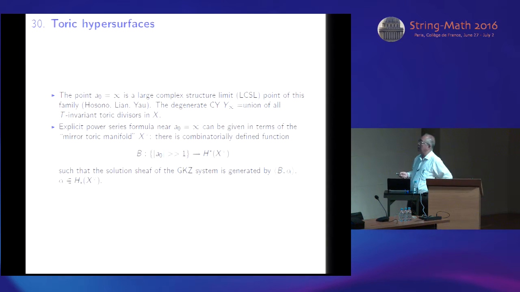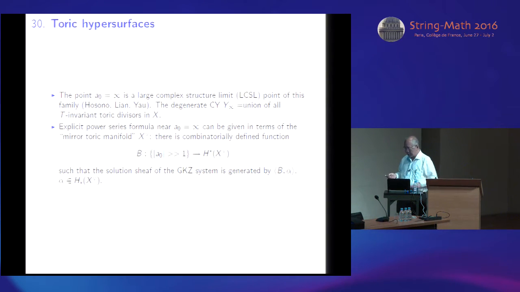The second point is that the explicit power series formula near infinity can be given in terms of the mirror toric manifold. There is a combinatorially defined function from the neighborhood near infinity to the cohomology of the mirror manifold. So given X, there's a mirror manifold, X hat, and then the solution of the GKZ system is generated by B as an element here, paired with alpha, where alpha is in the homology of the mirror manifold. So this is what happens in the case of toric manifolds.